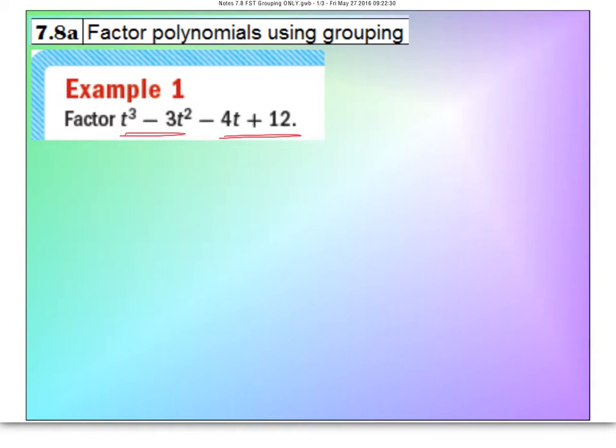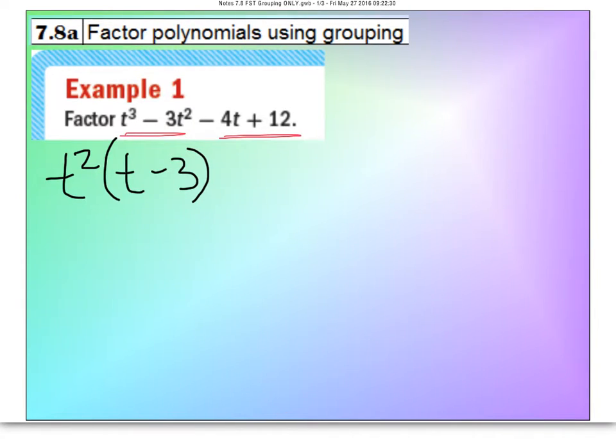So if you take a look at t cubed minus 3t squared, I can pull a t squared out of both. So I'm going to pull a t squared out, which leaves me with t minus 3. Now, the goal in grouping is to factor something out of this group and this group such that this group here is identical. So now we want to look at these last two we grouped together to see if we can pull something out of it such that what we're left with is t minus 3.